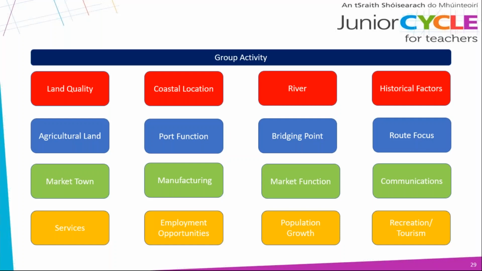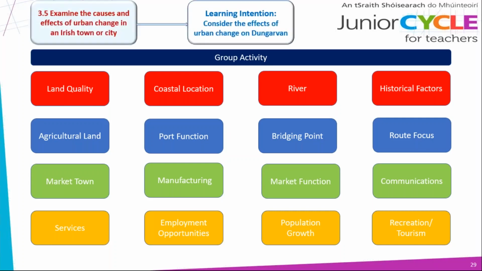This activity on the screen offers an opportunity for students to work with others in collaborative groups to develop far-reaching decisions through geographical thinking and reasoning. The students are exploring urban change. At this point, let us remind ourselves that the learning outcome is 3.5. Examine the causes and effects of urban change in an Irish town. The learning intention for the students is to consider the effects of urban change, in this instance, Dungarvan.